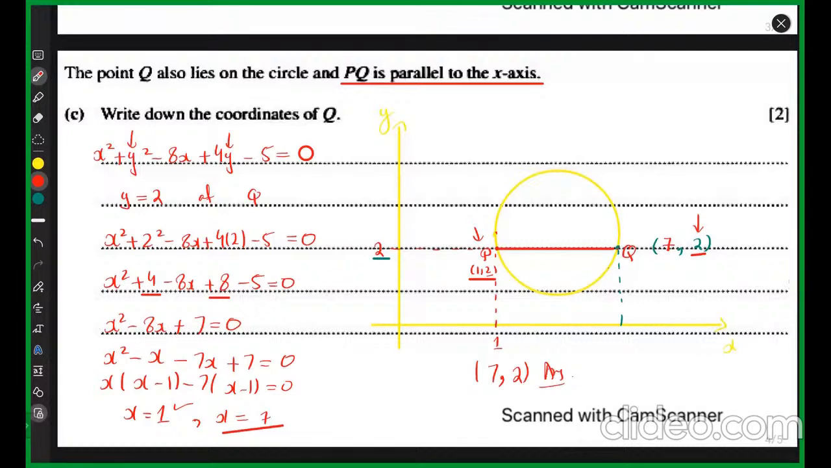Any difficulties here? Any confusion, Rafe? No, miss. Okay. All right. Perfect.